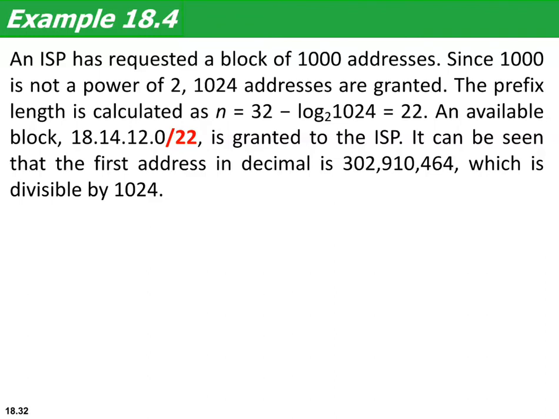The second condition, or second restriction, is that the first address in decimal needs to be divisible by the number of addresses in the block.